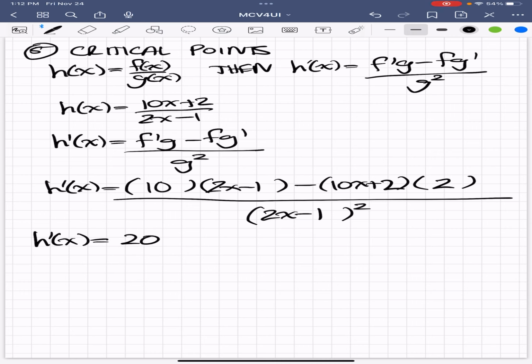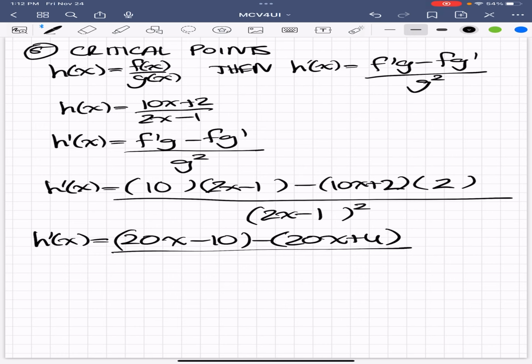And then we multiply out. We have 20x minus 20x, so those cancel out. And then we have negative 10 subtract 4.